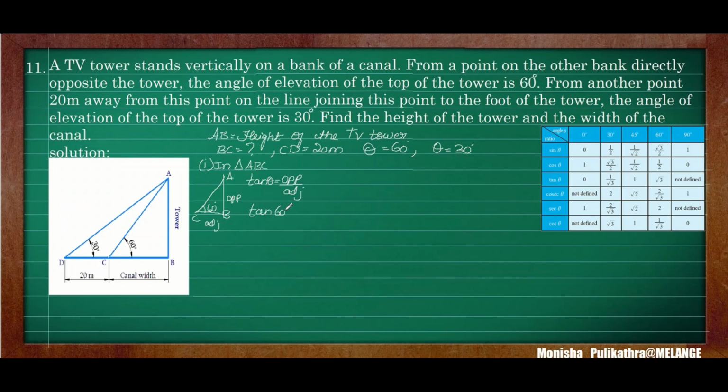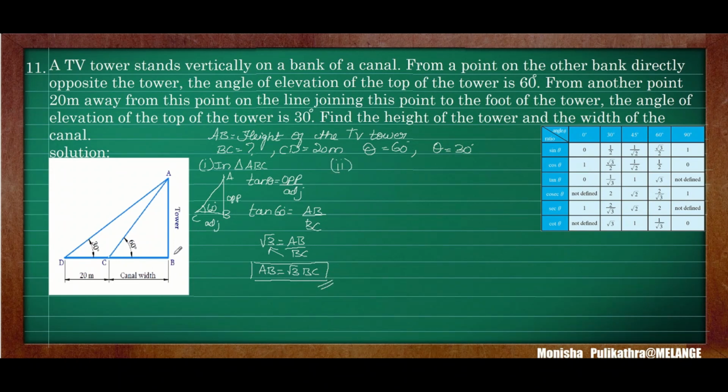So tan 60 degrees is equal to the opposite side AB over the adjacent side BC. Tan 60 is root 3, equal to AB by BC. If you cross multiply, AB is equal to root 3 BC. So this is the value for AB. Next it is the second one.